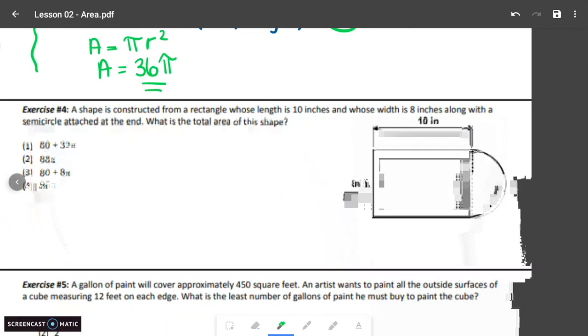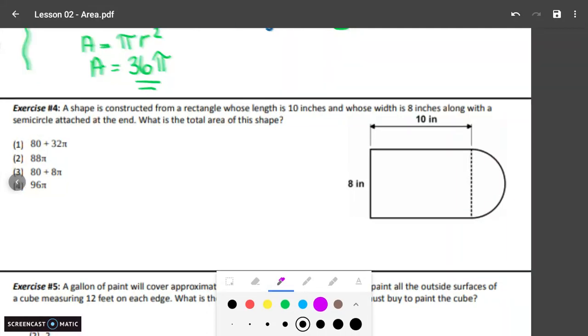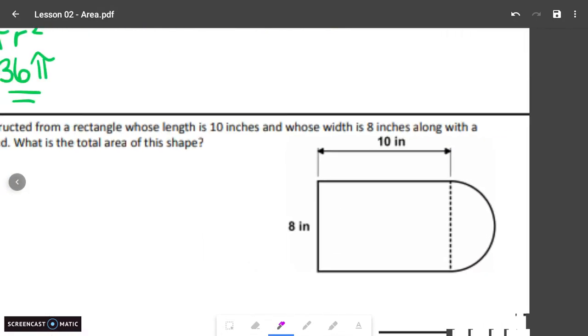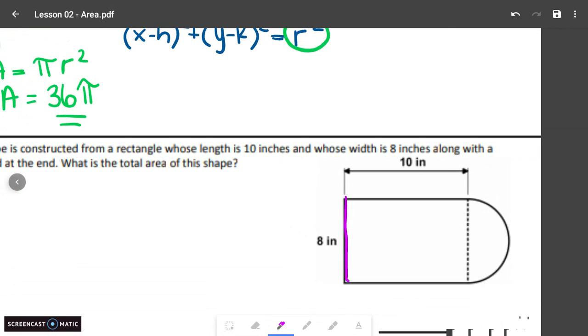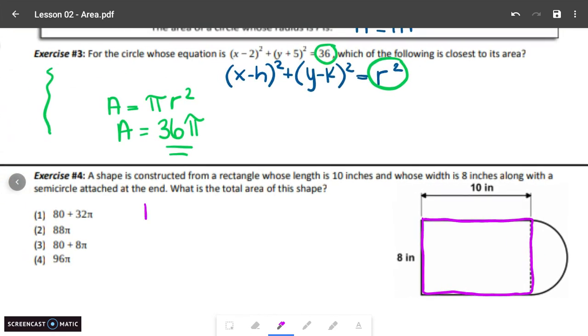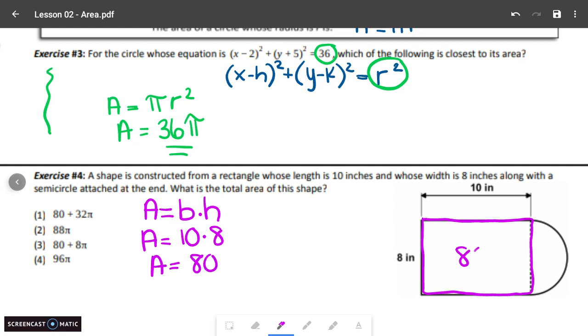Exercise 4, a shape is constructed from a rectangle whose length is 10 inches and whose width is 8 inches long, with a semicircle attached at the end. What is the total area? So the first part, the area of the inside here, no problem, right? When I'm talking about the rectangle, we're just doing base times height. So inside here, we have 80 inches squared.